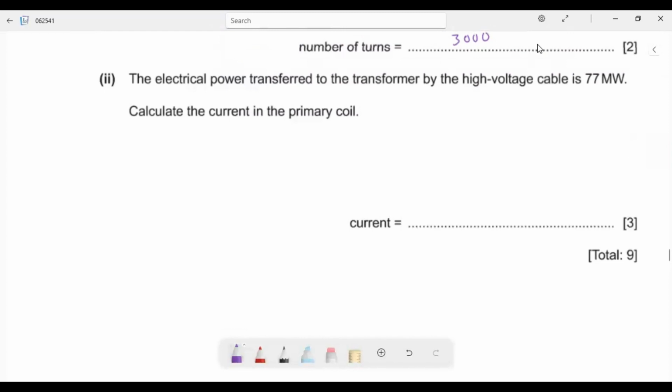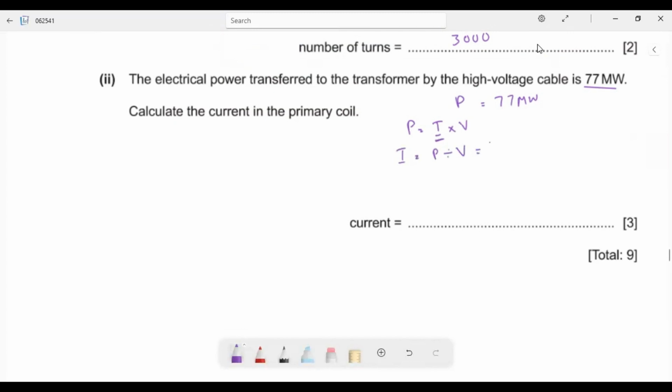Next, the electrical power transferred to the transformer by the high voltage cable is 77 megawatt. Calculate the current in the primary coil. So P, power, is equal to 77 megawatt. P can be written as I into V. We need to find the current in the primary. So I can be written as P by V.